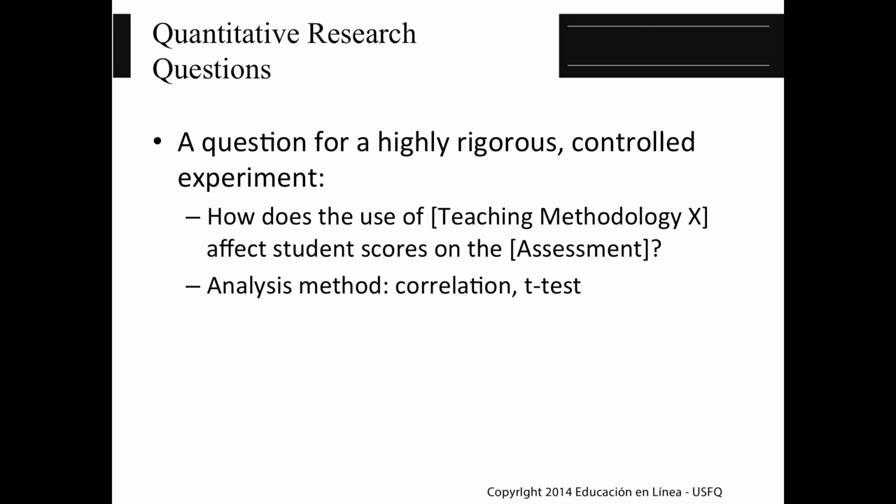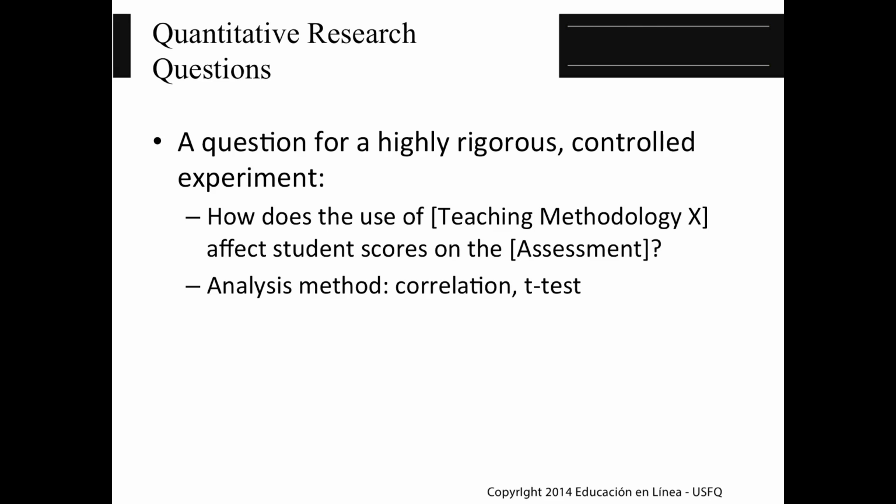I'll point this out again in a later slide: you can only really ask these kinds of cause-effect questions when you are dealing with a highly rigorous controlled experiment. Otherwise, you need to use a different form of question. With this type of question, where we're talking about a cause-effect relationship, we'd probably be using a correlation or a t-test. With a correlation, we're looking at how two variables track against each other.